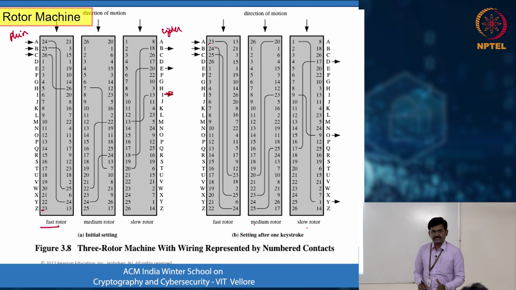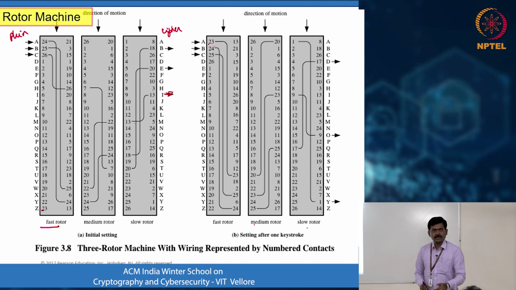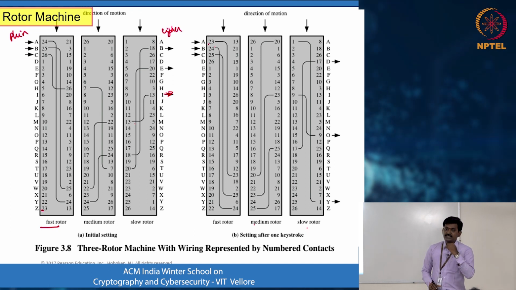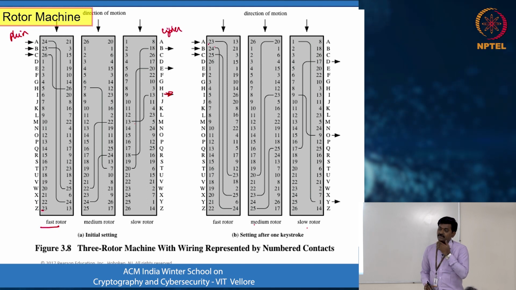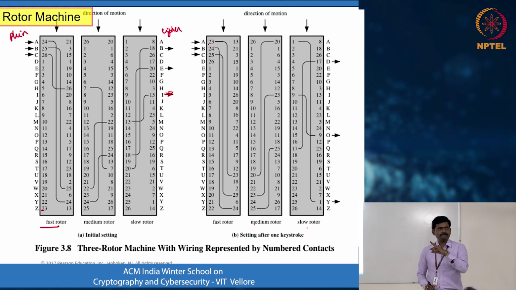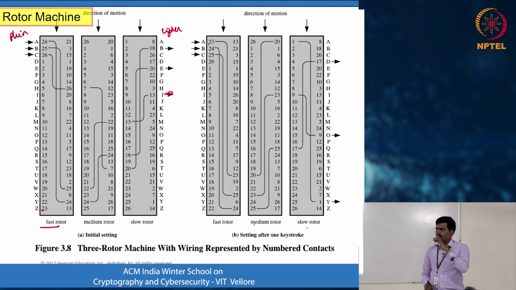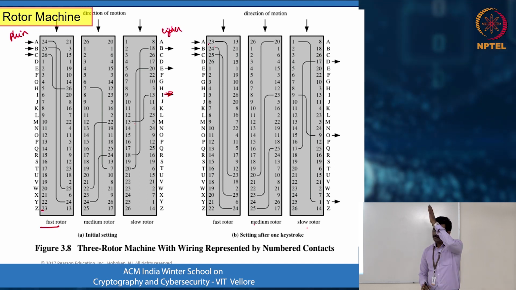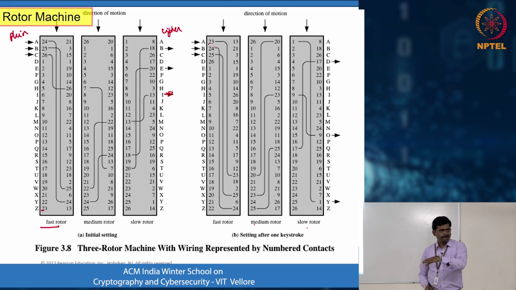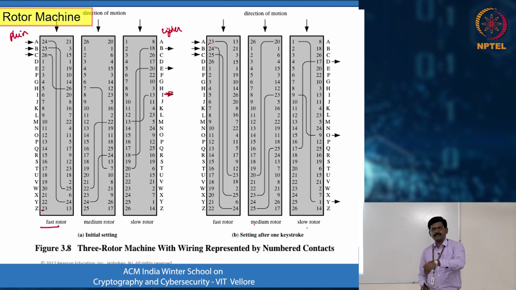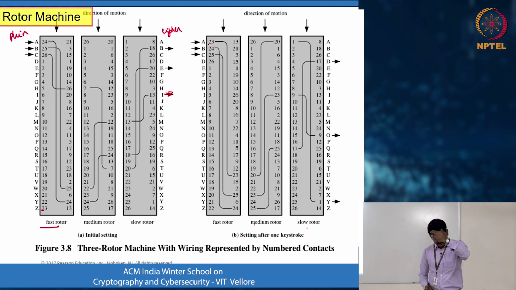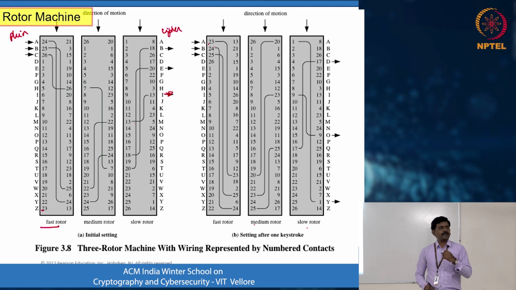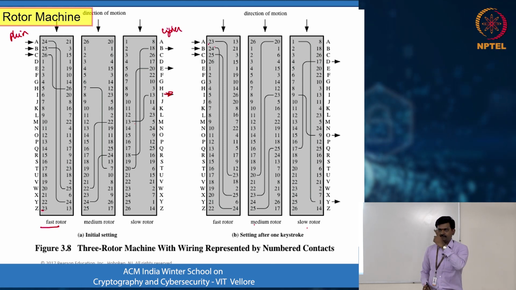Now this is for first. Second, again fast rotor rotates. Third, fast rotor rotates. Like this, it rotates for 26 alphabets. Then for the 27th one, which rotates? First and medium. Are you able to follow? Now, again, for the next 26 positions, medium and slow remain the same. Then medium rotates. So when once again the medium rotor rotates for 26 positions, which one rotates? The slow rotor rotates for 1.